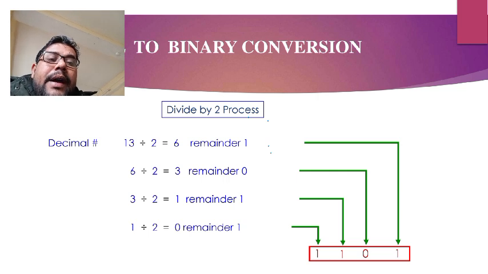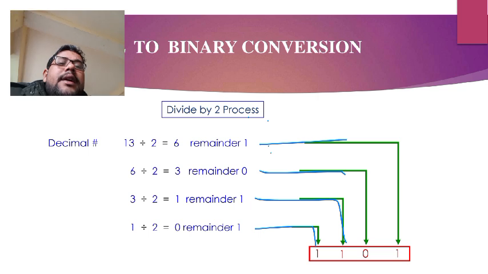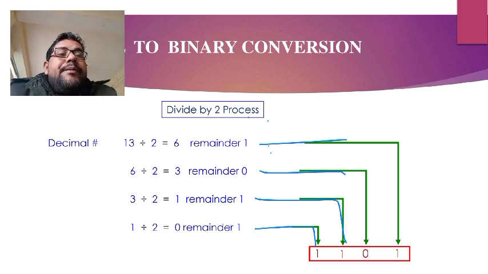The remainder is 1. Then again 6 is divided by 2, which is 3, and the remainder is 1. Again 3 will be divided by 2. It goes 1 time and the remainder is 1. Then 1 is divided by 2. It goes 0 times and the remainder is 1. So how will we write it? First we take the last remainder here, then the next value here, and this value. This is the binary representation of the number.